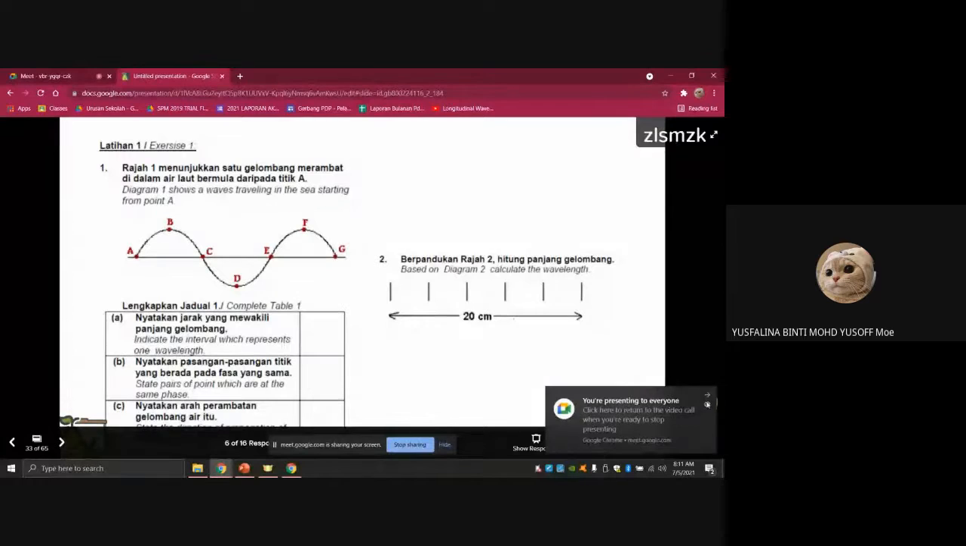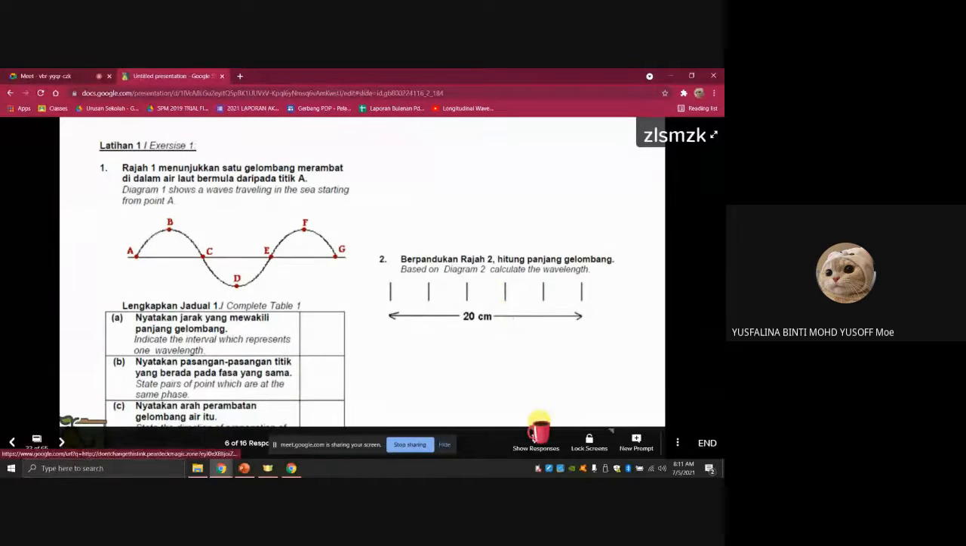Okay, I will share my screen for those who cannot join. You already gave me your answer? Only 6 of you. For this one, diagram 1 shows a wave traveling in the sea starting from point A. You have to indicate the interval which represents one wavelength. From which point to which point can we call it one wavelength?